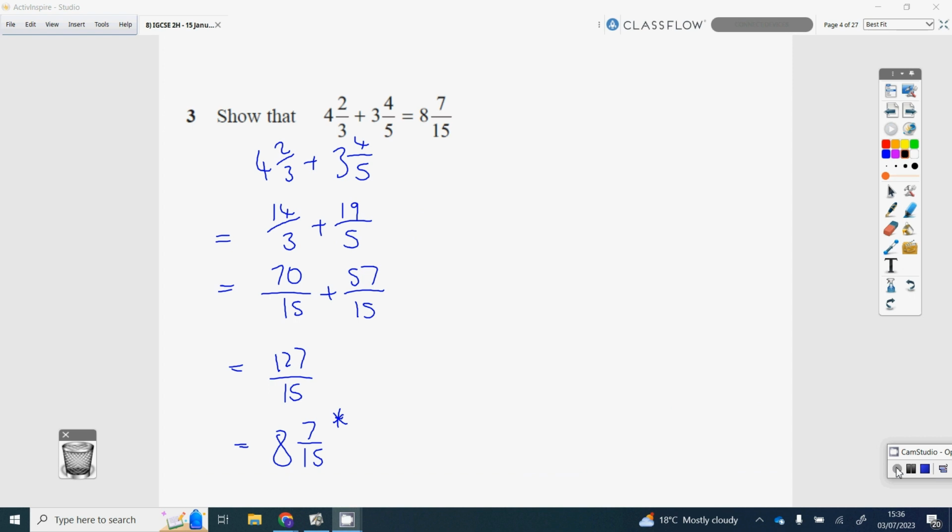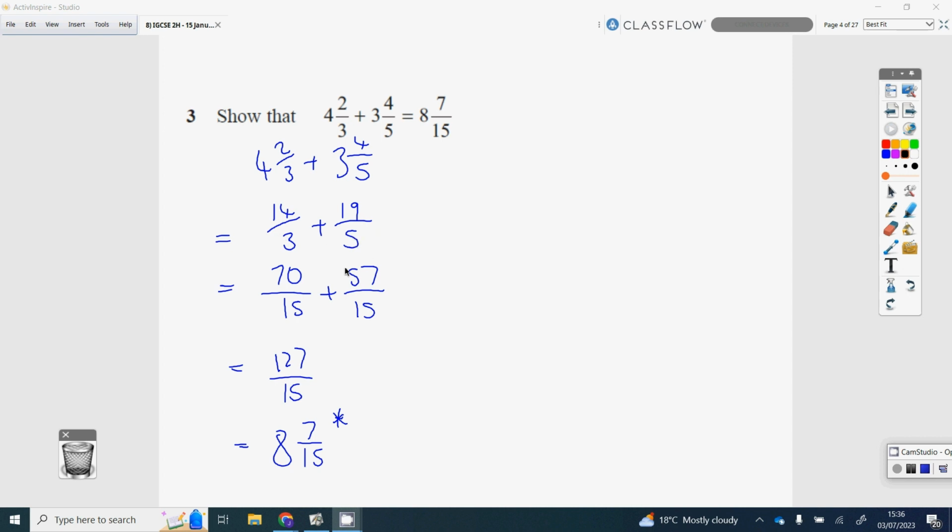Question 3. Start off with the left-hand side and convert the mixed numbers into improper fractions. Make sure you're comfortable with converting 4 and 2 thirds into 14 over 3, and 3 and 4 fifths into 19 over 5. If you can't remember how to do that, the shortcut is keep the denominators the same, so thirds and fifths, and then go 4 threes are 12, 12 and 2 is 14, or 3 fives are 15, 15 and 4 is 19.